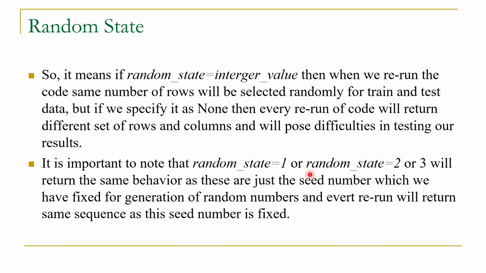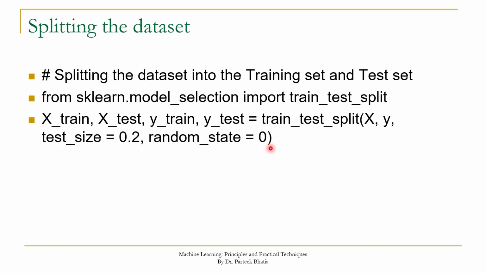It is also important to note that you can fix this random state equal to 1 or 2, and it will have the same behavior as fixing it to random state 0. It is important to fix this to any integer value, and you can fix it to 1, 2, 3 or any integer value. So these two lines of code will split our x and y into x_train, x_test, y_train and y_test.